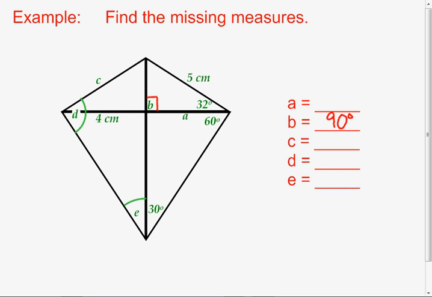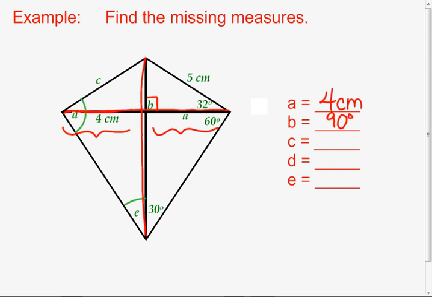And how long is A? Because I know that this diagonal, this big one here, is bisecting the other diagonal. So this segment, and what appears to be true generally is true, this segment here is the one that's bisected from the non-vertex angles. So A is equal to 4 centimeters. And please remember to put in the units.